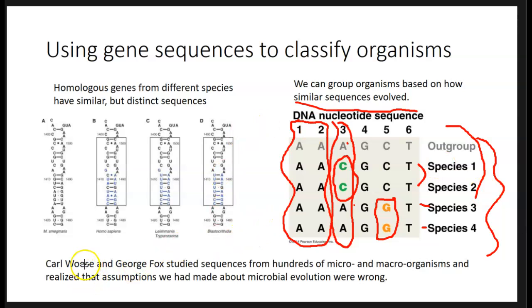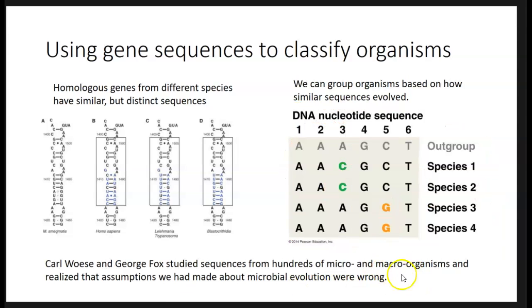So this technique of using these sequences, specifically from 16S RNA, was pioneered by two scientists named Carl Woese and George Fox, who studied the sequences for hundreds of micro and macroscopic organisms, and realized that a lot of the assumptions that we made about microbial evolution were wrong. And so in modern microbiology, we now use sequences to classify different organisms.